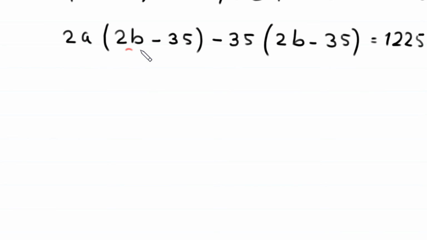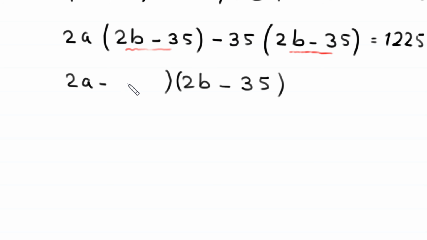Now this 2b minus 35 is a common factor, so we factor out this 2b minus 35, and in bracket 2a minus 35, equal to 1225. Now because a and b are positive integers, this 2a minus 35 is also a positive integer, and this 2b minus 35 is also a positive integer.